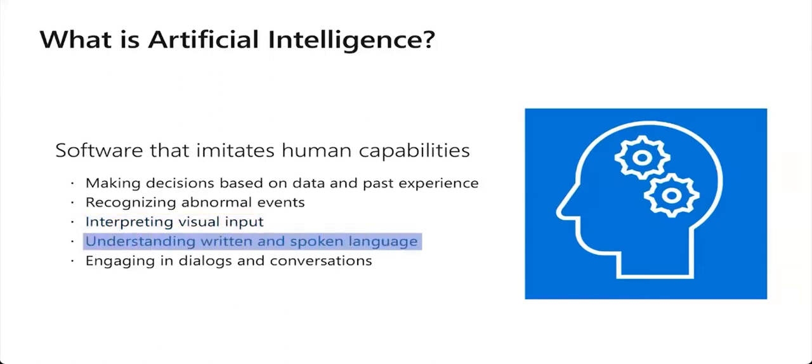Understanding written and spoken language. Yes, this is common for us, right? We communicate by writing and speaking, and now software imitates this behavior. Engaging in dialogues and conversation. Yes, conversational AI. Normally we are able to engage in dynamic conversations and respond appropriately. And now software also takes this over. So really, it's a lot of human capabilities that can now be taken over by software up to a certain extent, of course. Now, let's look at some of the workloads.